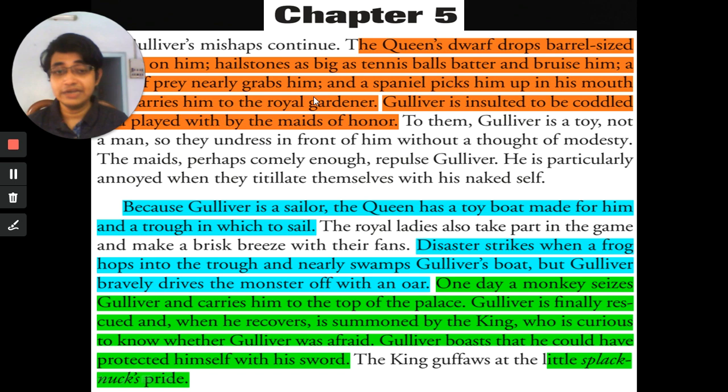One day a monkey seizes Gulliver and carries him to the top of the palace, and Gulliver is finally rescued, and when he recovers, he is summoned by the king, who is curious to know whether Gulliver was afraid. So Gulliver boasts that he could have protected himself with his own sword. Gulliver boast korlo je ami nijeke sword dio rokha korte partam, and the king of course guffaws at the little splacknuck sprite. So the king is always taking a great dose of humor in seeing the great pride of this very little man, and he thinks that humans are a very prideful race.